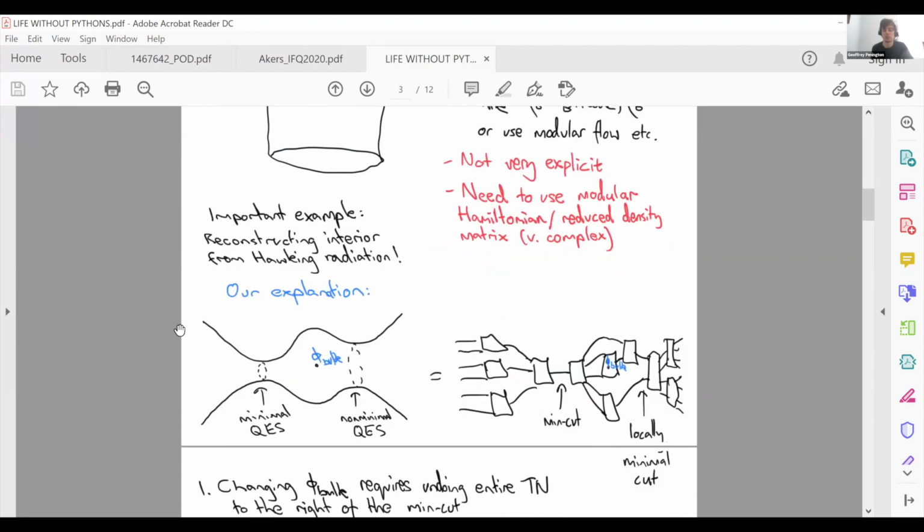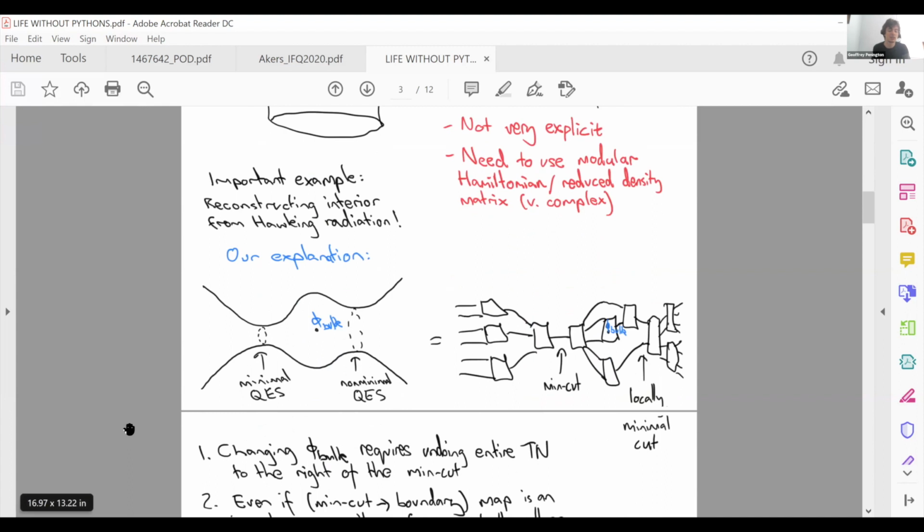And just to give you a very heuristic explanation, our idea was the following. Let's say our bulk operator is sitting somewhere here. So this is our boundary we can reconstruct stuff from, and the minimal QES is somewhere behind the bulk operator. So if the bulk operator is in the entanglement wedge, we can reconstruct it.